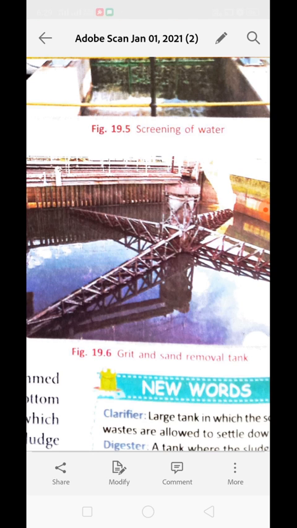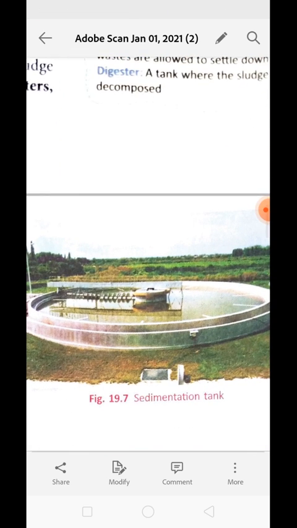They can easily get settled down at the bottom, right? Now next, after treatment over here, the next place where the water is sent is the sedimentation tank. Water is now allowed to pass into a larger tank called the sedimentation tank.